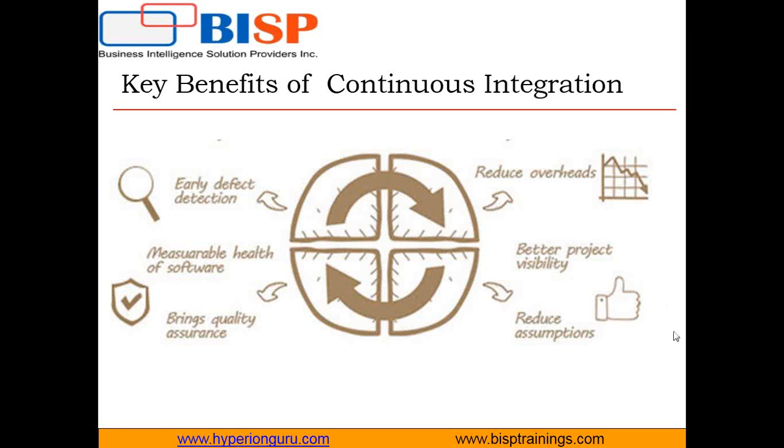The second key benefit of using continuous integration is measurable health of software. By establishing continuous testing in the automated integration process, software health attributes such as complexity can be tracked over time.